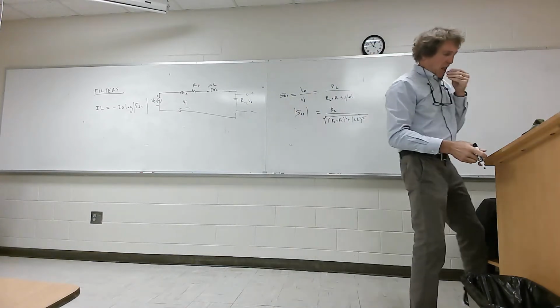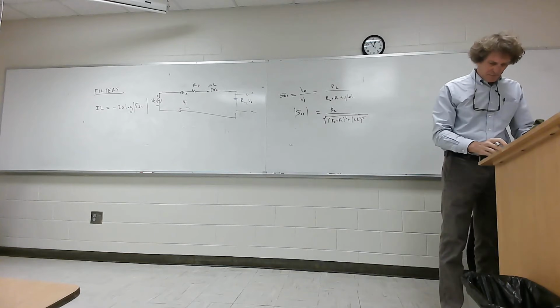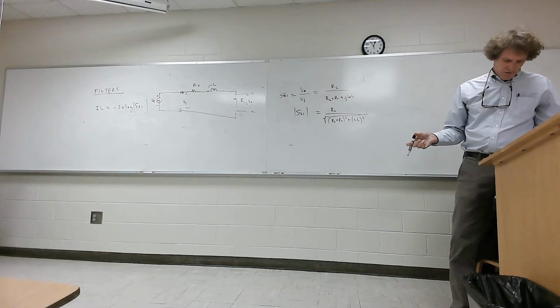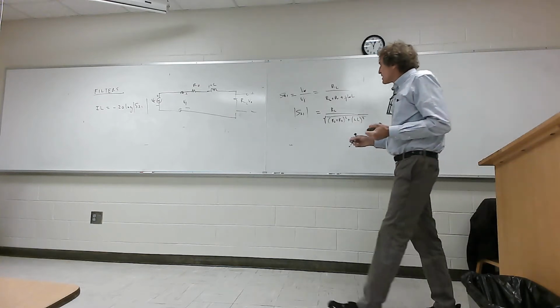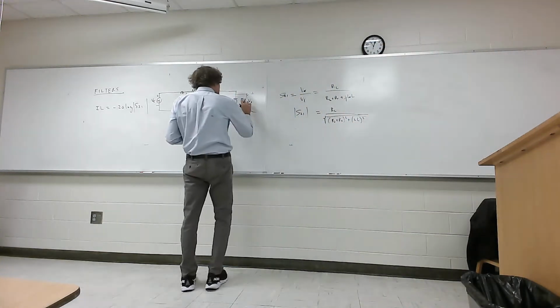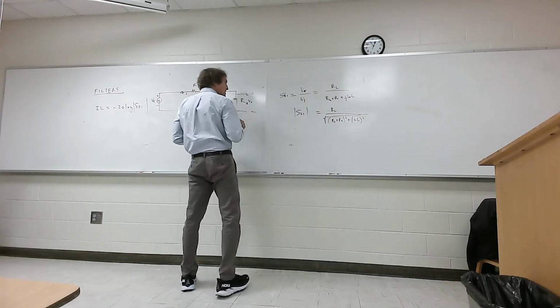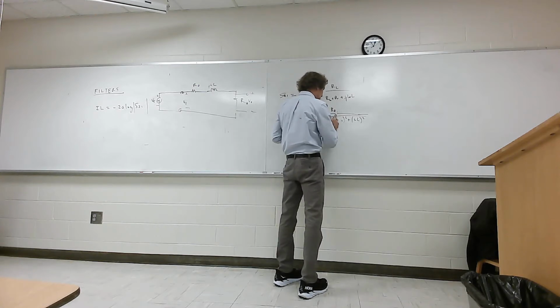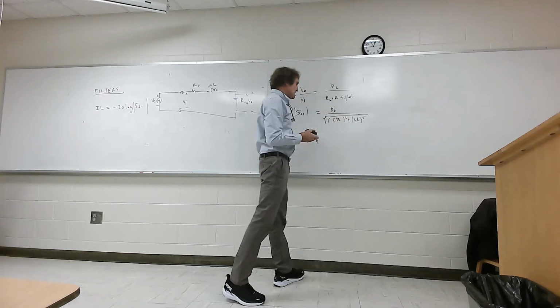Now, he calls R naught basically equal to RL in this one. So this would be R naught as well, which just means this is going to be R naught here, and this is 2R naught. He does it this way.